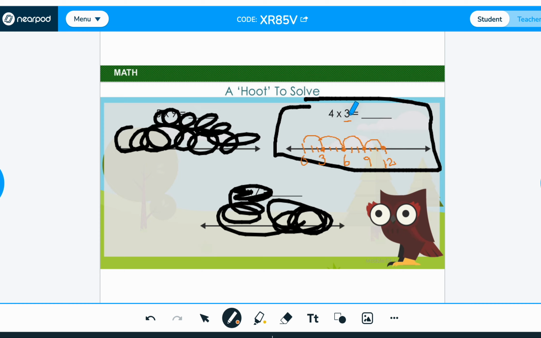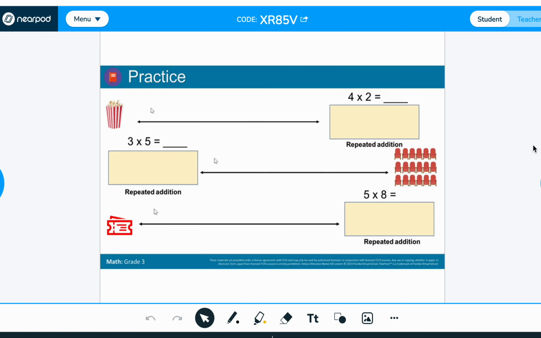Okay, so 4 groups of the number 3 is 12. Excellent. Okay. Let's go ahead and try this one right here. Okay, I want you to try this. You're going to do the repeat.